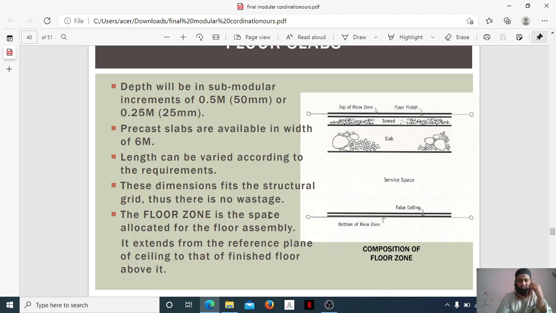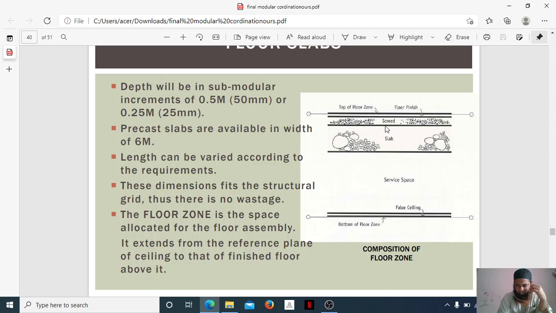The floor zone is the space allocated for the floor assembly. It extends from the reference plane of the ceiling to that of the finished floor above it. You can see here the top of floor zone is given. This is the space where everything can be allocated, and the slab comes over here, and then the floor finish load comes over there.